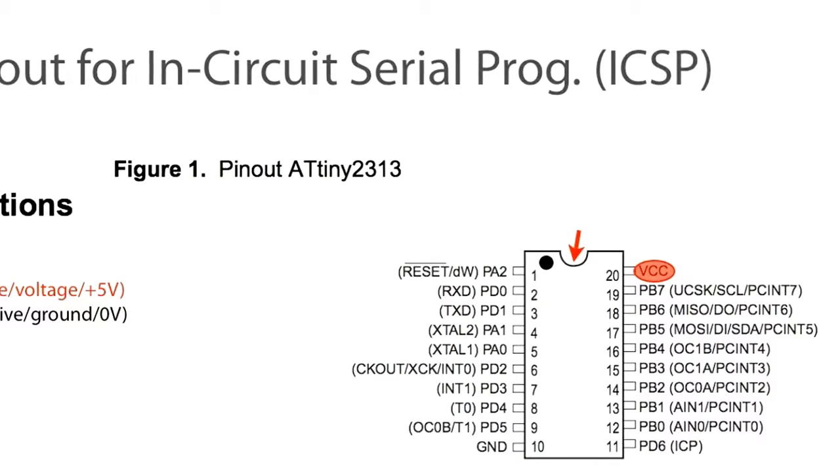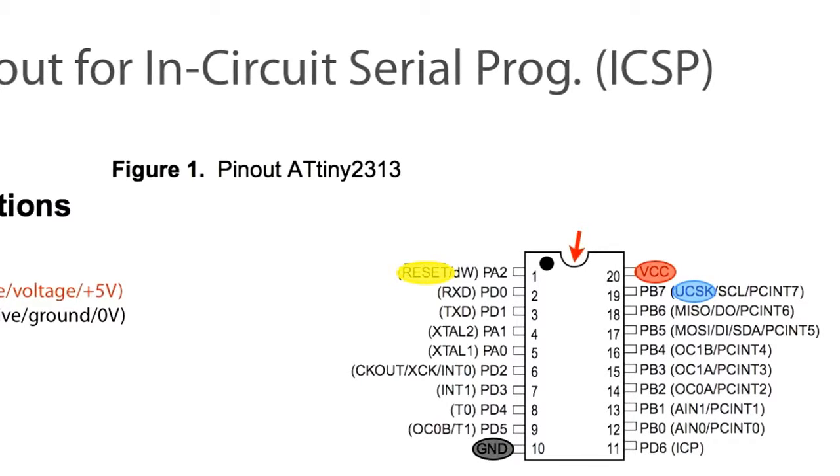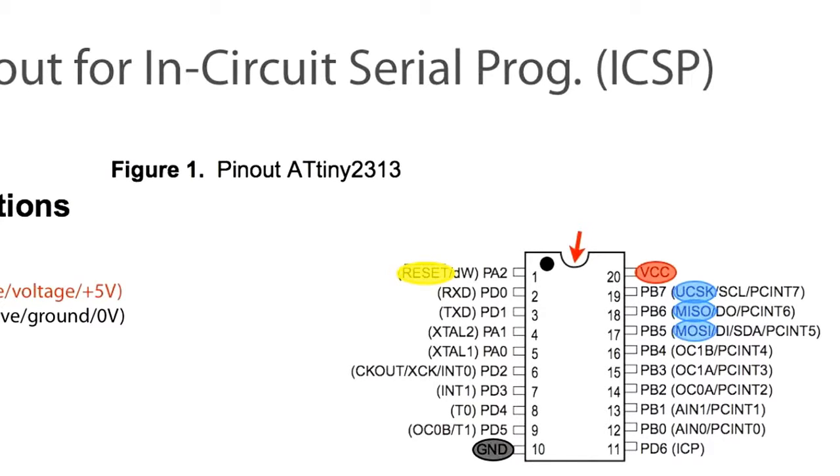First, we need VCC, which is the positive supply voltage. In this case, it's on pin 20. GND is the negative supply or ground on pin 10. Then we have 4 data connections. First, we find the reset connection on pin 1, then the SCK serial clock on pin 19, then MISO, master in serial out data, on pin 18, and finally MOSI, master out serial in data, on pin 17.